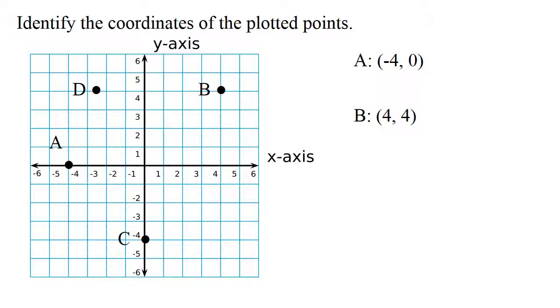C is not left or right at all. So 0 in the x direction, but down 4. So (0, -4). And D, notice that's kind of halfway between 2 lines over and 3 lines over, so probably -2.5, and up 1, 2, 3, 4, so (-2.5, 4). Just use your best judgment if it doesn't look like it lines up perfectly on a spot.